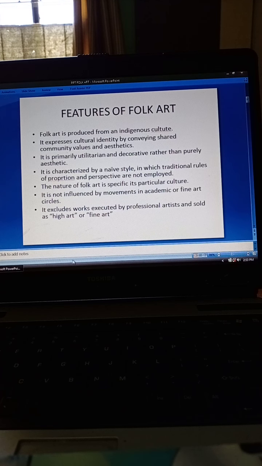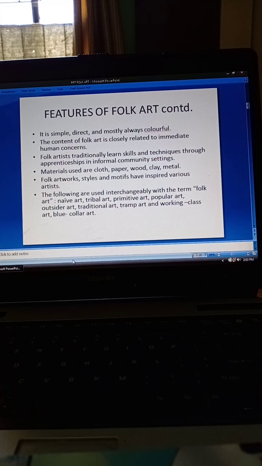Folk art is produced from an indigenous culture. It expresses cultural identity by conveying shared community values and aesthetics. It is primarily utilitarian and decorative rather than purely aesthetic. It is characterized by naive style in which traditional rules of proportion and perspective are not employed. The nature of folk art is specific to its particular culture. It is not influenced by movements in academic or fine art circles, and it excludes works executed by professional artists and sold as high art or fine art.